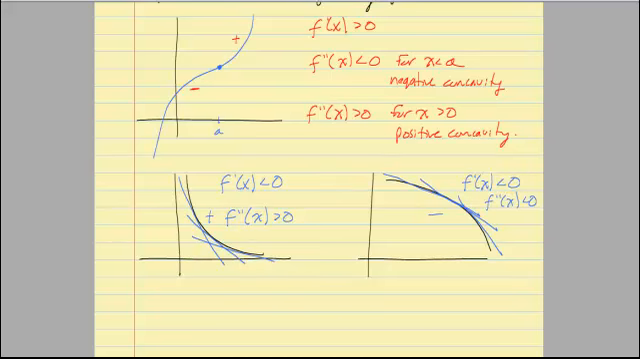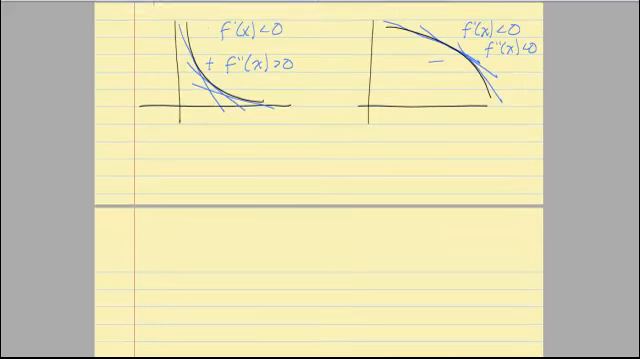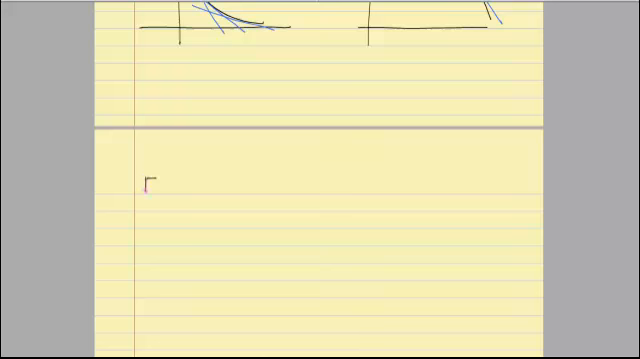So that's important to keep in mind. Positive concavity does not always go with positive sloping tangent lines and vice versa. Let's go ahead and look at some examples where we're taking higher order derivatives.